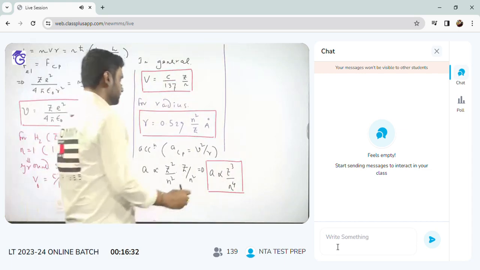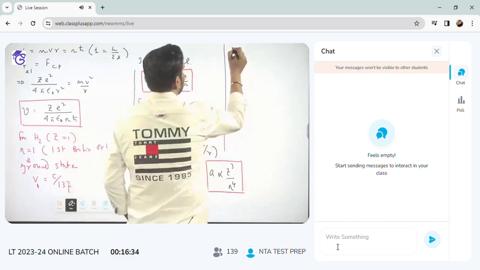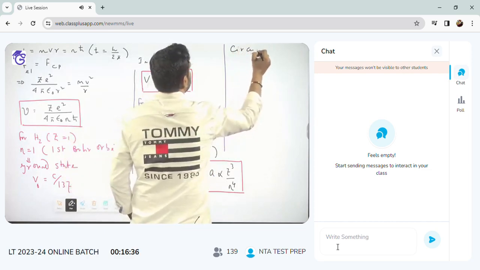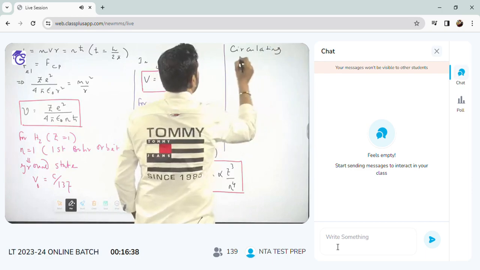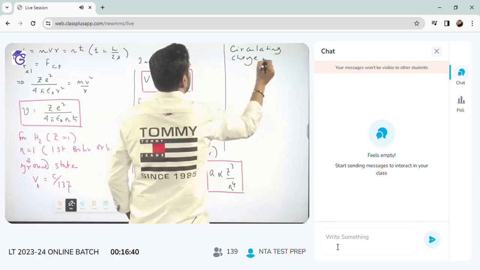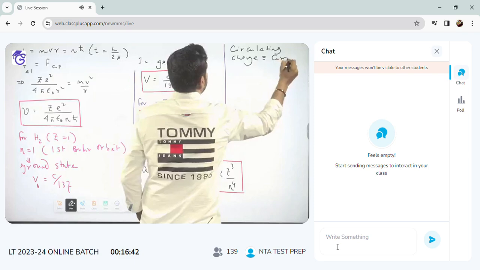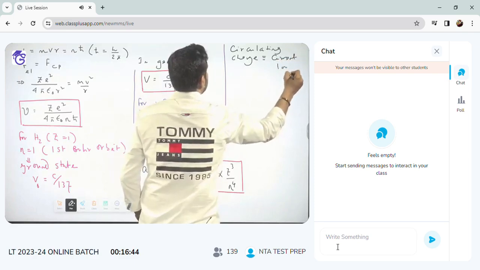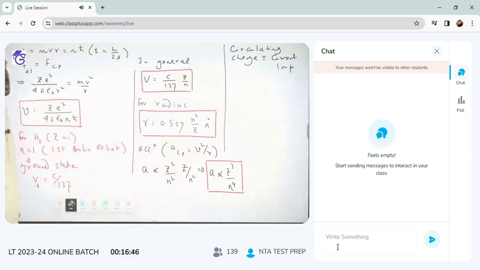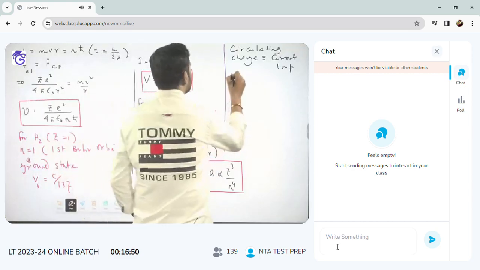Next, I'll look into more. I know that circulating charge is equivalent to a current loop. So I can figure out the corresponding current.